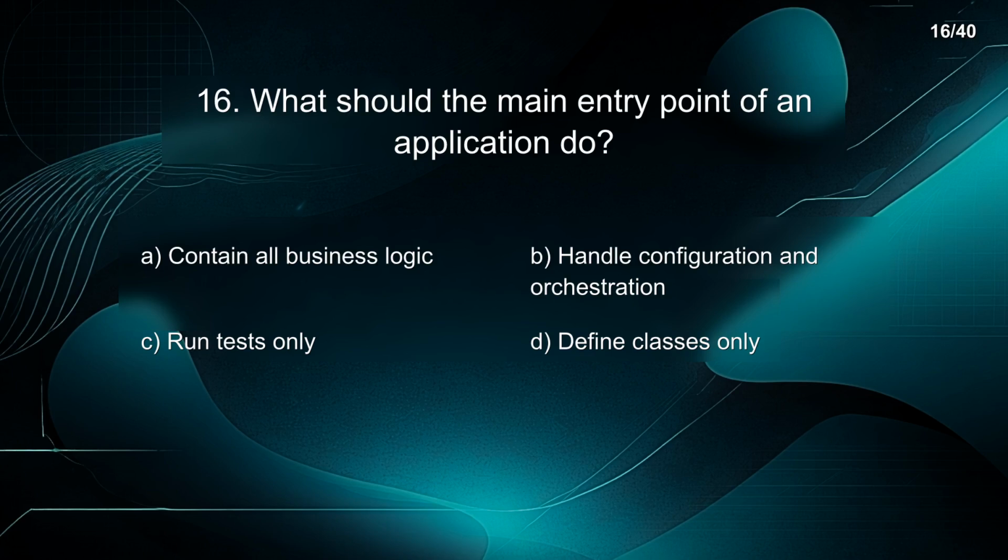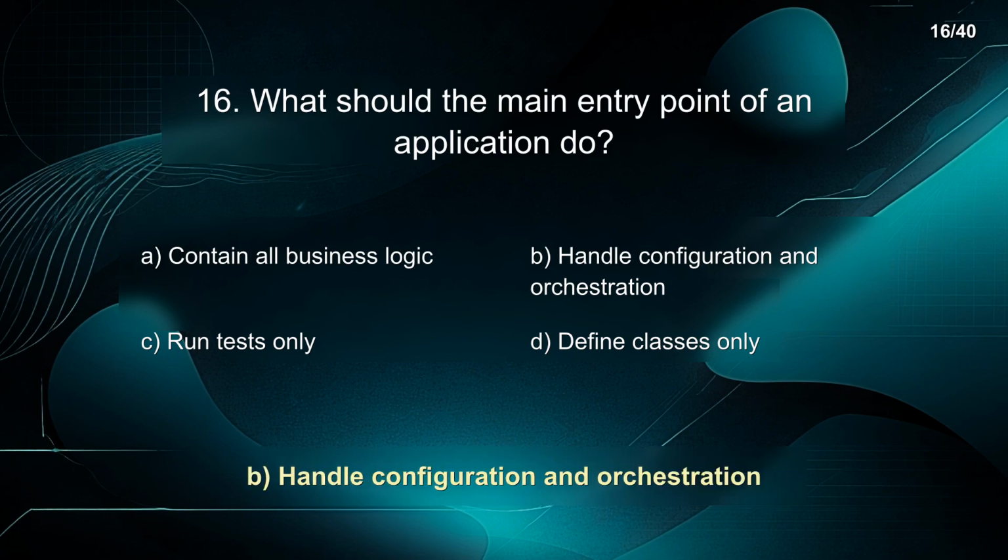16th question. What should the main entry point of an application do? A. Contain all business logic. B. Handle configuration and orchestration. C. Run tests only. D. Define classes only. Correct answer is B. Handle configuration and orchestration.